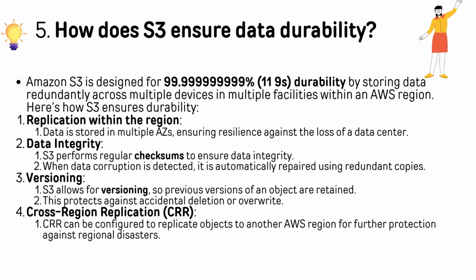Versioning. S3 allows for versioning, so previous versions of an object are retained. This protects against accidental deletion or overwrite. Cross-region replication, CRR. CRR can be configured to replicate objects to another AWS region for further protection against regional disasters.